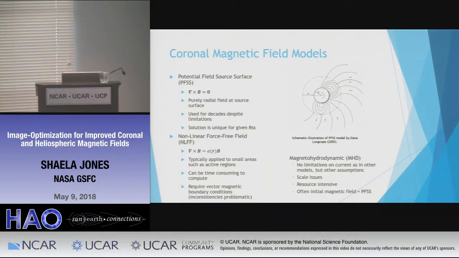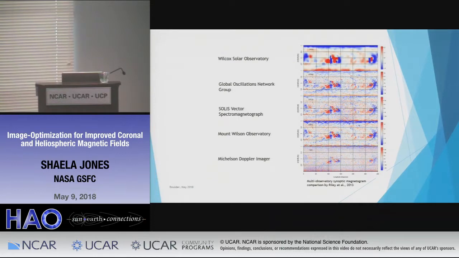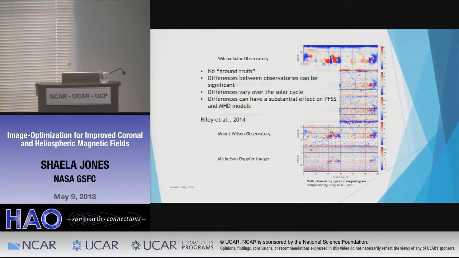And it's a very resource-intensive model. So how do we do at this? How well is it going? And this was from a paper by Pete Riley and co-authors where they tried to compare synoptic maps from different observatories. And he was trying to find some way to convert between at least one observatory and one other observatory and try to see, okay, if we can get agreement between at least two of them, then we have some idea what is the truth, what is the true photospheric magnetic field.